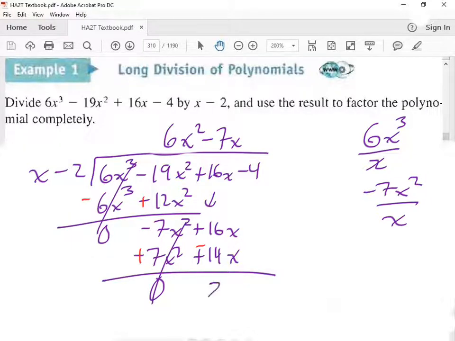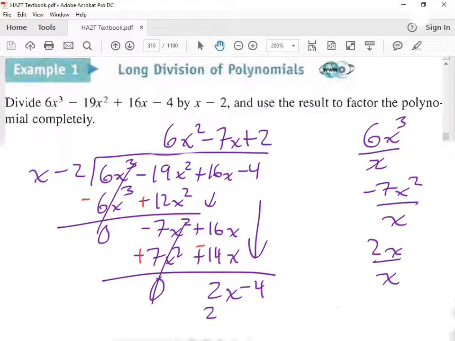We don't care about it. And then over here we get 2x. We bring down the negative 4. And now we look at the first terms yet again. 2x divided by x. That's what we're doing in our head. We get 2. So I put plus 2.